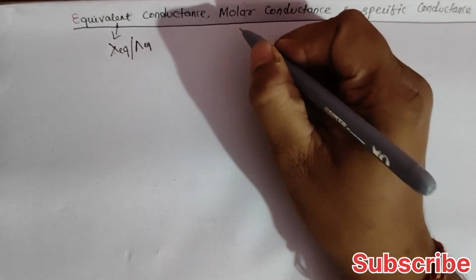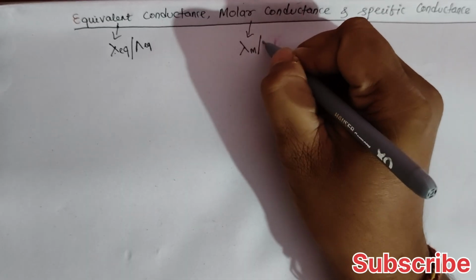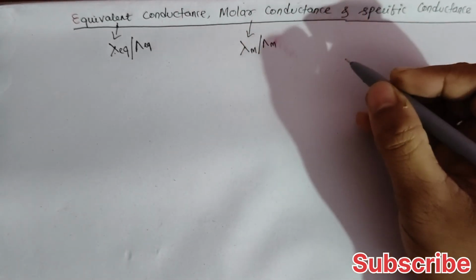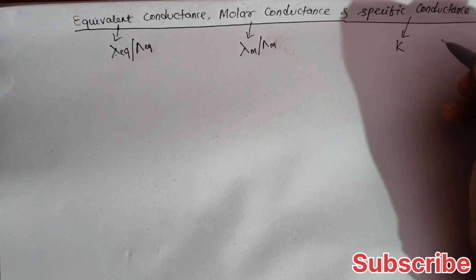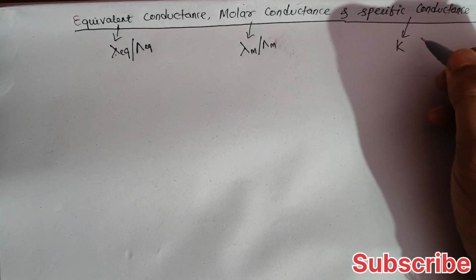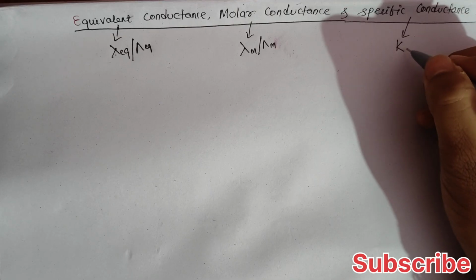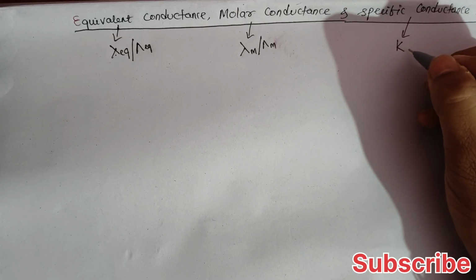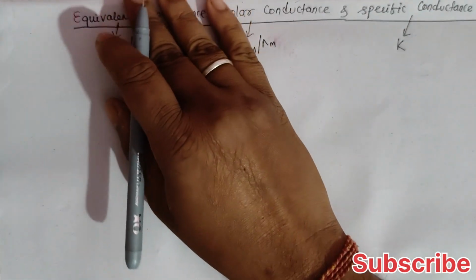Very simple. Then molar conductance. Molar conductance is lambda m or small lambda m. Clear? Specific conductance symbol is K, or you can call it conductivity. Very simple. So first of all we'll clearly understand what actually is specific conductance.